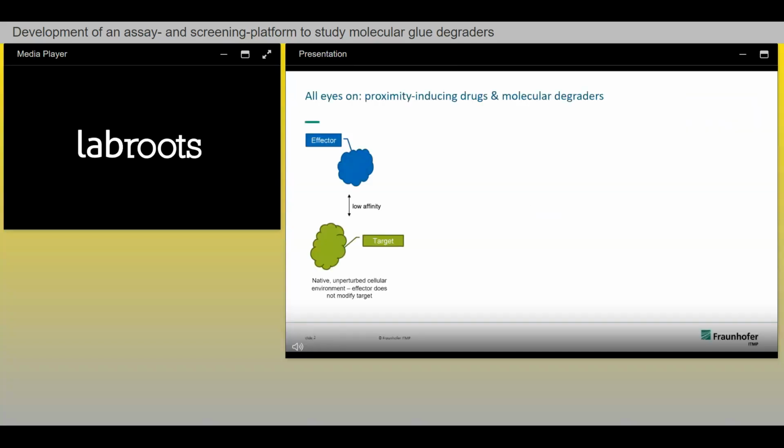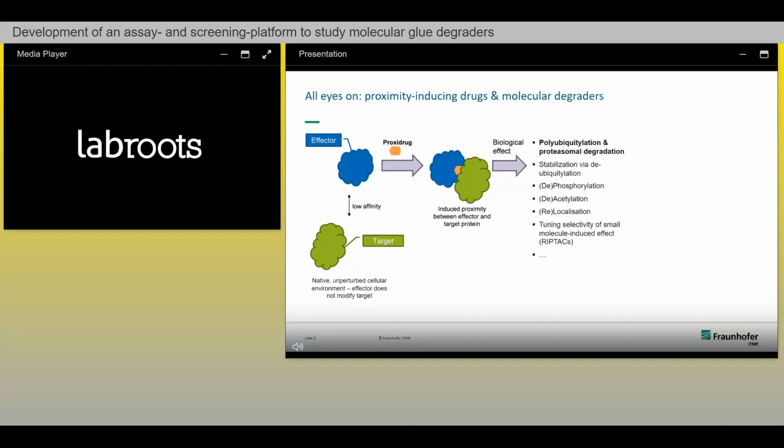So in the field of targeted protein degradation, everything is about proximity-inducing drugs. And some of those proximity-inducing drugs can actually be molecular degraders. But what are they actually? A regular drug would block a function of, for example, an enzyme. But a proximity-inducing drug brings a target protein into close proximity of an effector protein. In the native environment, those proteins would probably not interact with one another, or they would have low affinity for one another. But once the proximity-inducing drug is present, those two proteins interact and bind.